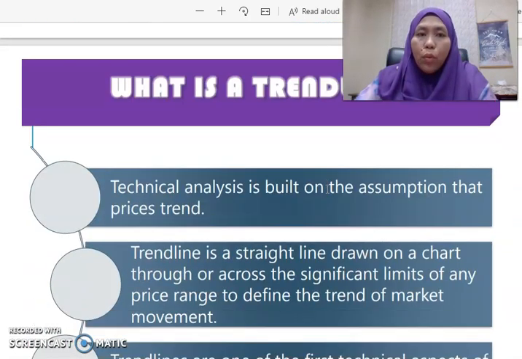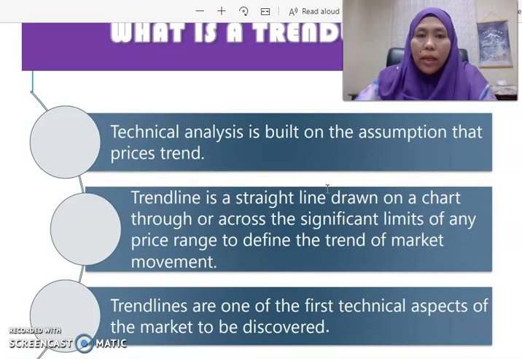Before that, we should know what a trend analysis is. Okay, trend analysis basically means we try to analyze the existing trend for a certain stock. So how are we going to identify the trend? Okay, the trend line is a straight line drawn on a chart through or across the significant limit of price range to define the current trend of market movement.